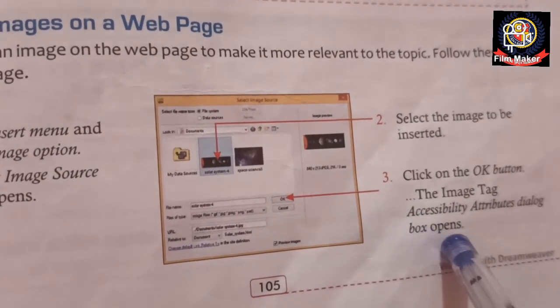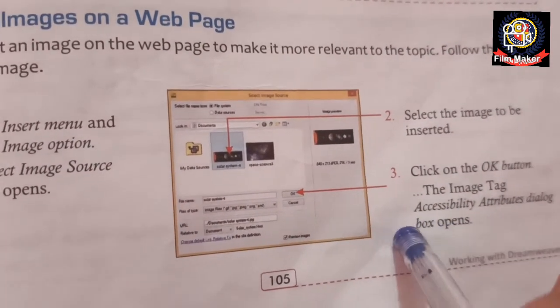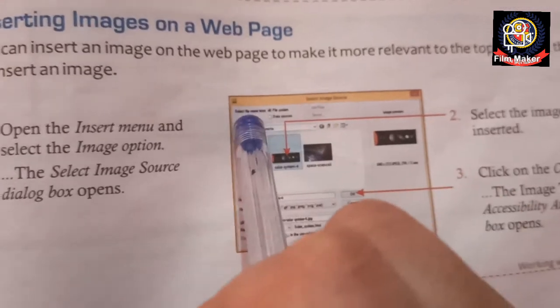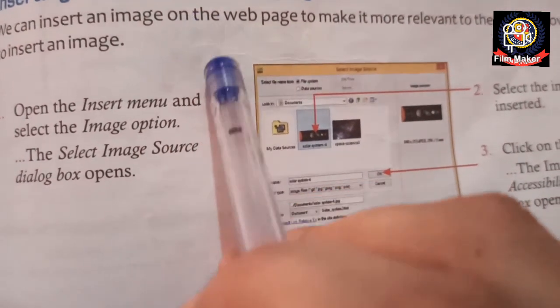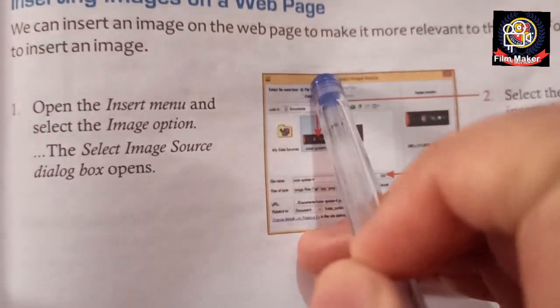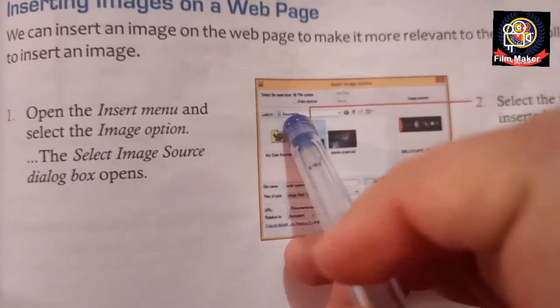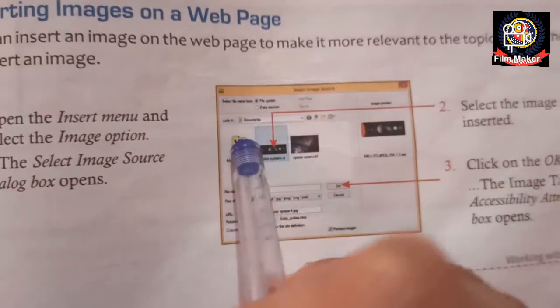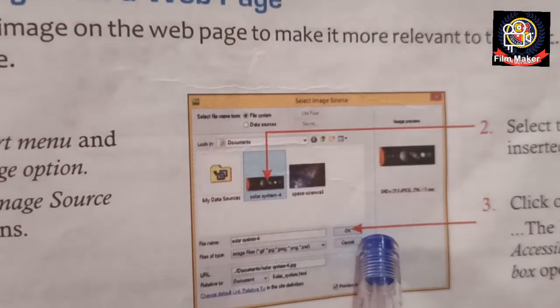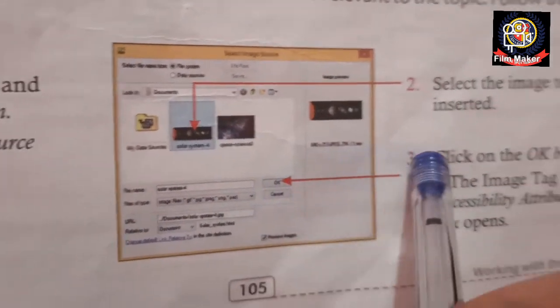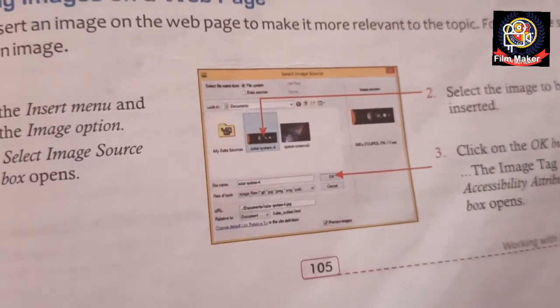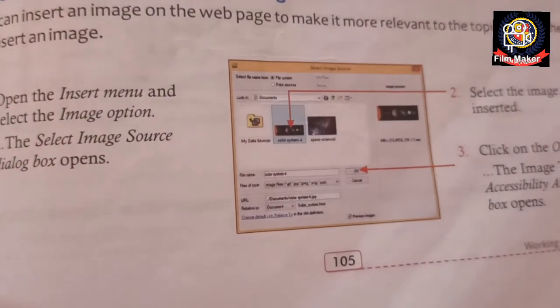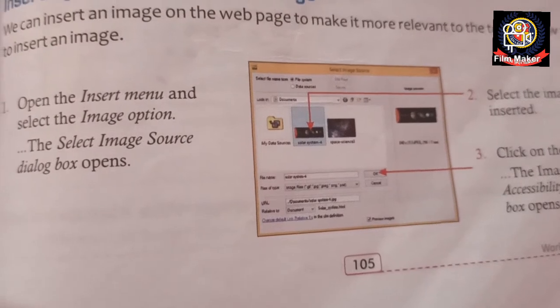The image tag accessibility attributes dialog box opens. Okay, first of all you have to go to the insert tab, then over there you're getting an option image, then this image related dialog box will open. Select the image, whatever the image you want to insert, then click OK, so that will be applied. So that is how we can insert the images on a web page in Dreamweaver.